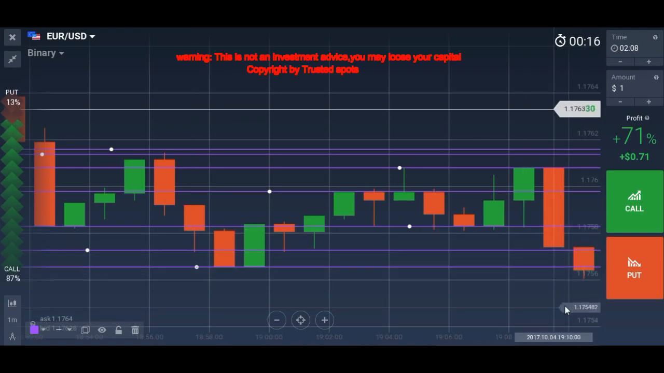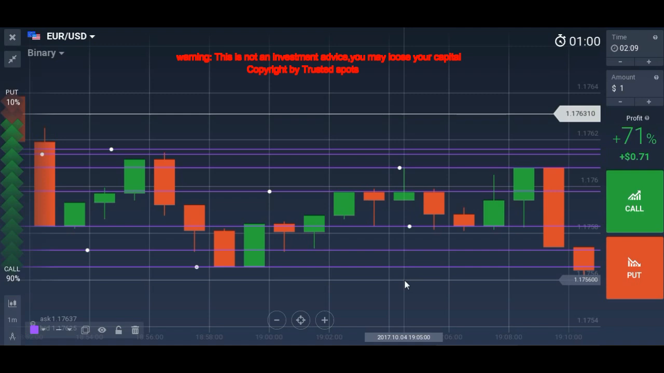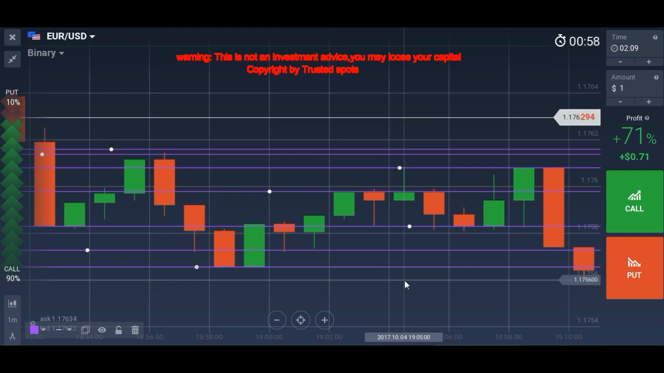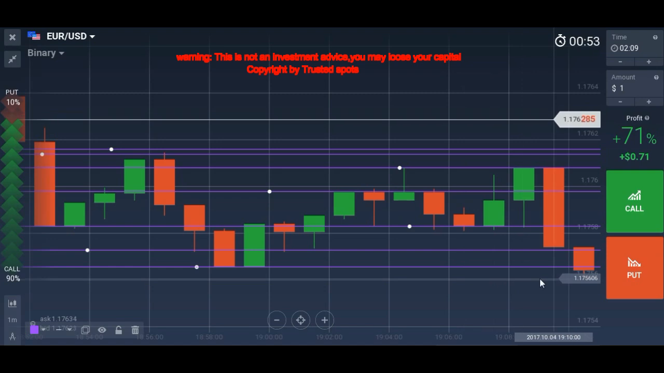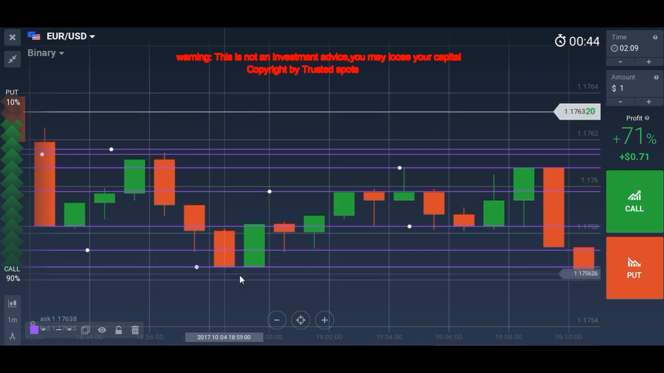You can see the breakout. It is not very big, it is a small breakout, and it is also having a rejection. And one more thing, this particular line is 1.175600, a whole number, and a whole number always works as a strong support or resistance if it is near any support or resistance. This is a support line. This is a support line.